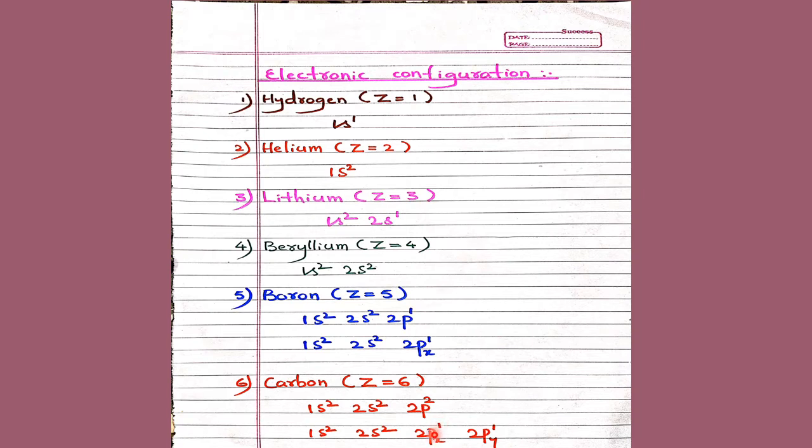When space is available, why should they pair up? For pairing, a lot of energy is required. So why waste energy? Therefore, one in the 2px, one in the 2py, or 2py, 2pz, that is left to you. But they will not pair up in the same orbital as long as place is available. So one electron in the 2px and one electron in the 2py.